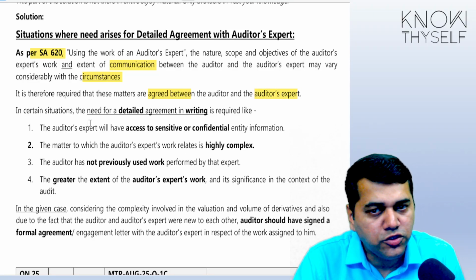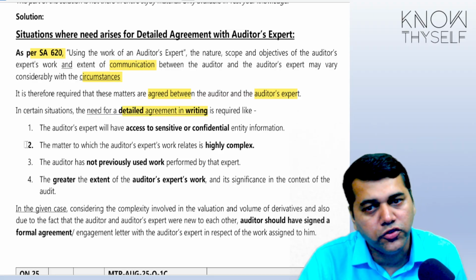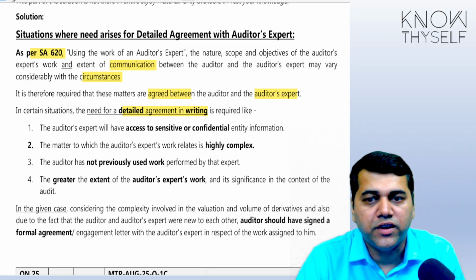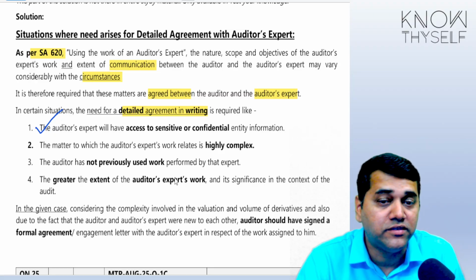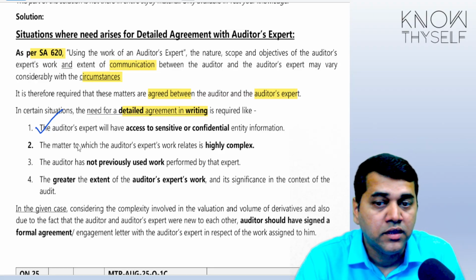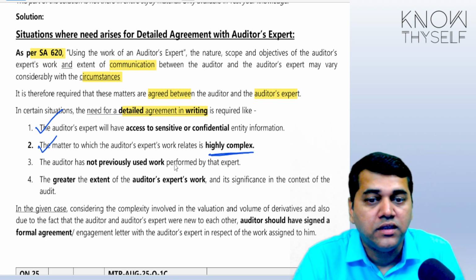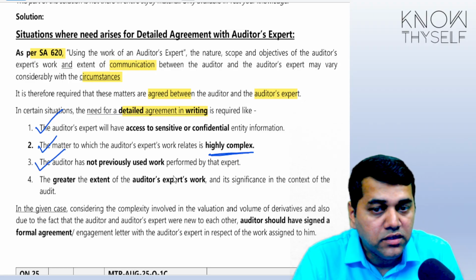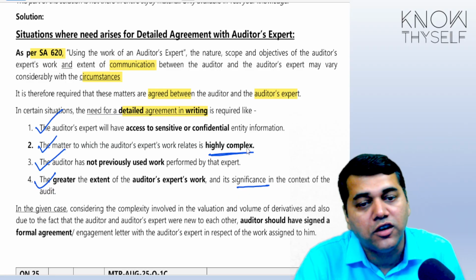Now, in certain situations, a detailed agreement in writing will be required. Now, which of those situations? For example, when the auditor's expert will have access to sensitive and confidential data, when the matter on which the expert's work is done is highly complex, when they have not previously worked together, and the greater the extent of the auditor's expert's significance in the context.